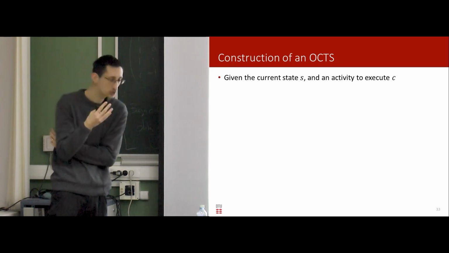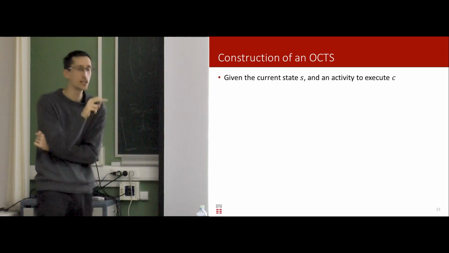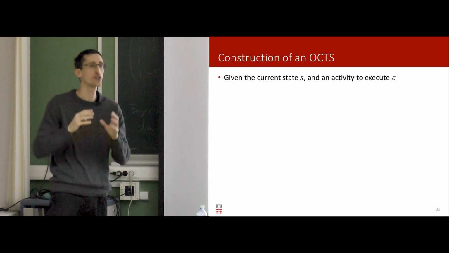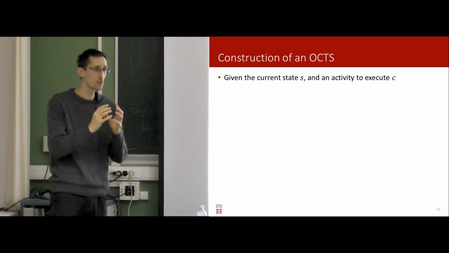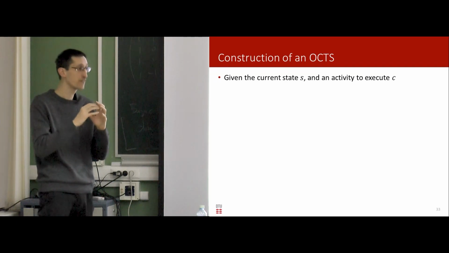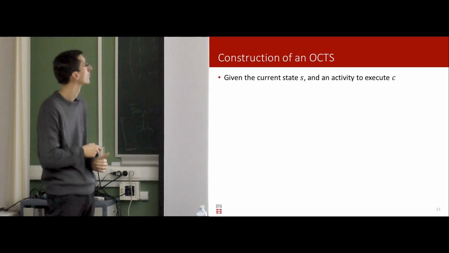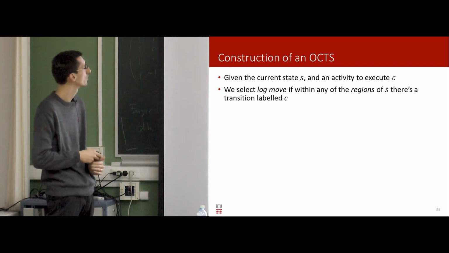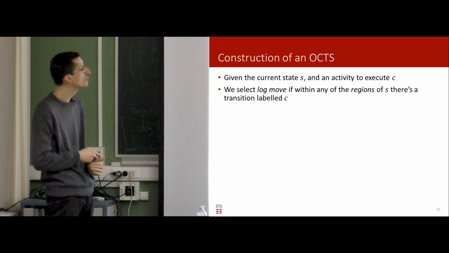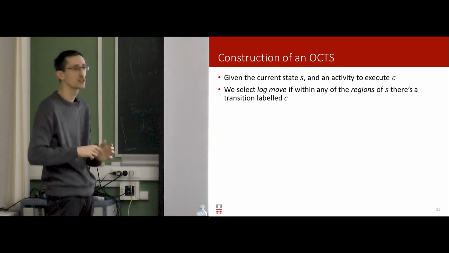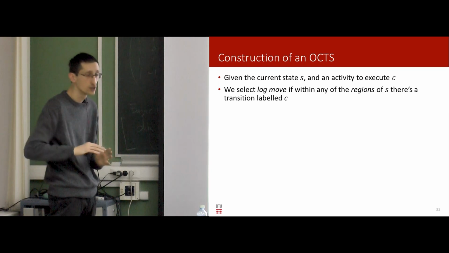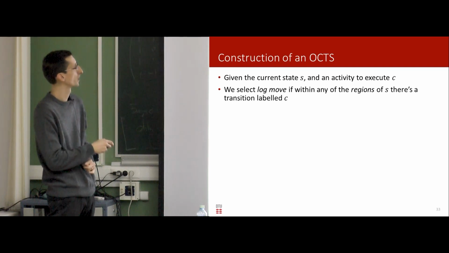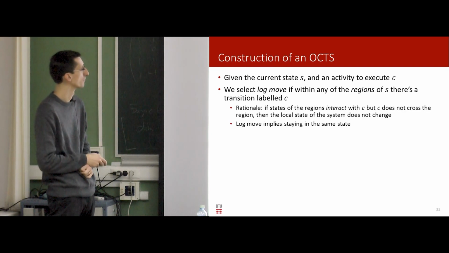So from a process point of view, if we have transitions within a region, we're not really changing the status of our system. We are remaining within the behavior of that specific region. So if we take a certain state and we have to execute an activity C, we select a log move, which means we discard the event from the stream, if within any of the regions of the current state we have a transition labeled C.